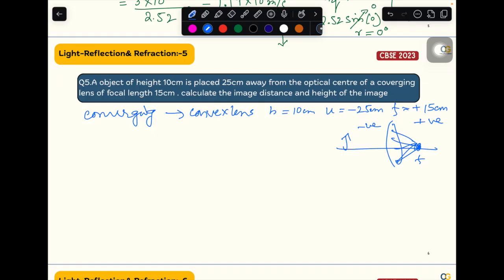You might go wrong easily. So always draw one diagram. Less than 5 minutes it will take, and it will be easy for you in the exam, and you can be sure that you're never wrong. So you need to find the image distance and the height of the image.